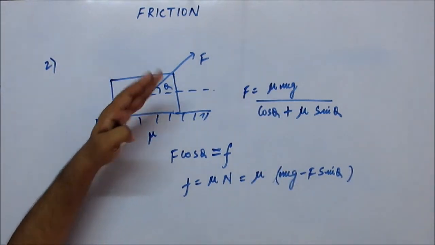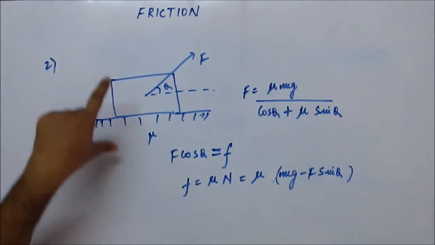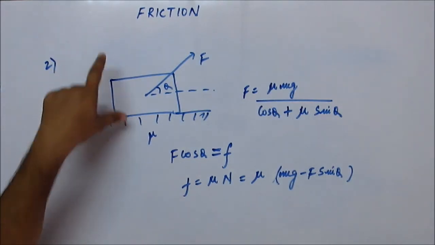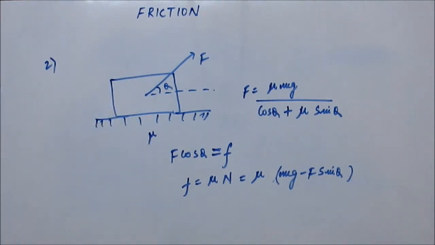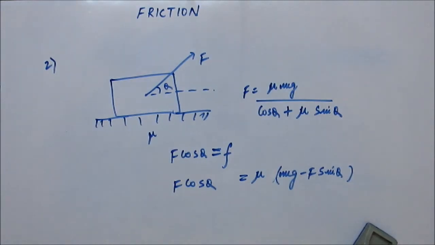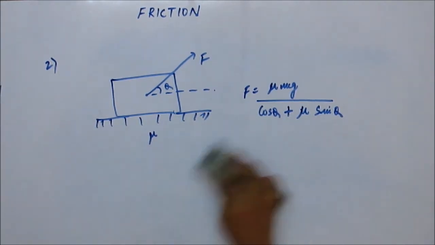F sin theta is upward, normal reaction is upward, mg is downward. So normal reaction plus F sin theta should be equal to mg. So normal reaction should be equal to mg minus F sin theta. Okay, so this is friction force. Now from here we can see that this should be equal to F cos theta. Okay, now this F you bring here and then you divide the whole thing, you get F here as mu mg upon cos theta plus mu sin theta. Pretty easy, okay? But we're just starting, we are warming up.